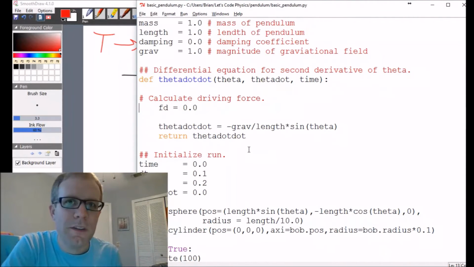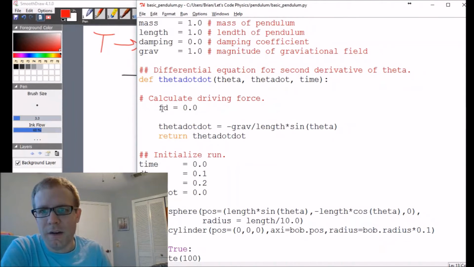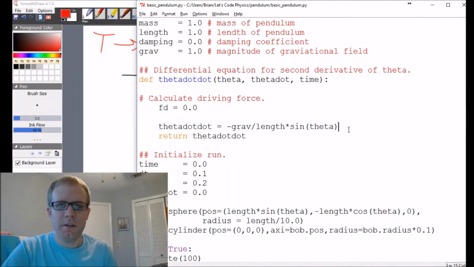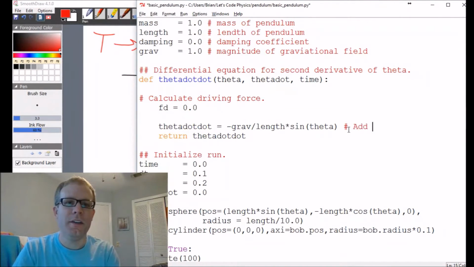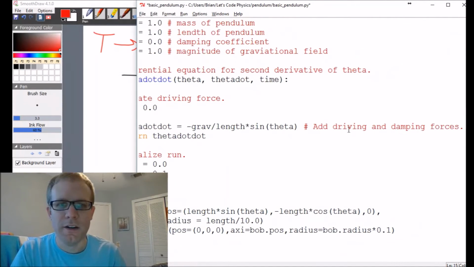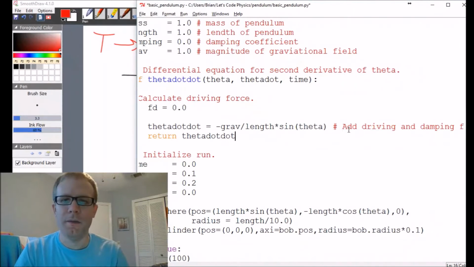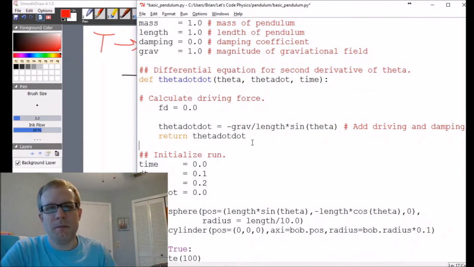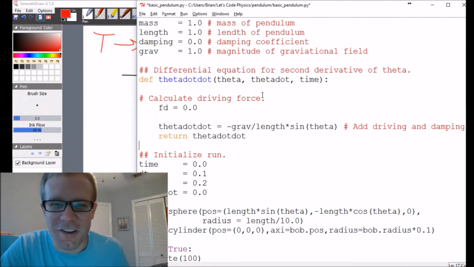We can also add in a driving force. I've got this bookmark here for a little bit later, and let's leave a note here that we need to add driving and damping forces later. Yeah, that's fine. And so we're going to return theta double dot. So basically all it's doing is this pendulum force. No, it's not exactly a force. It's the acceleration right here.